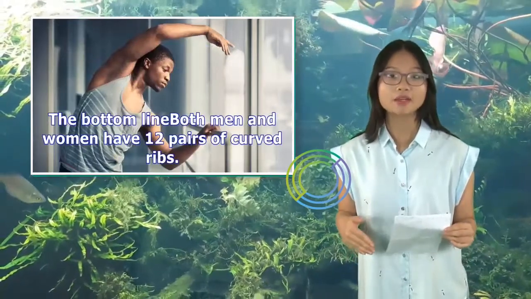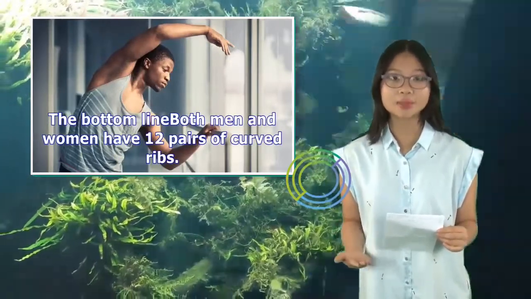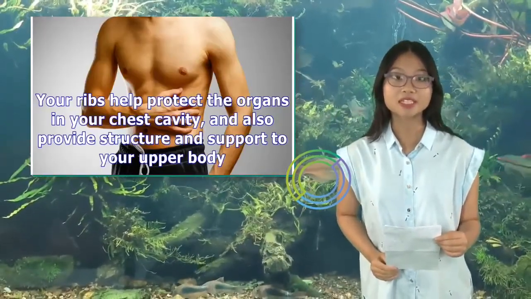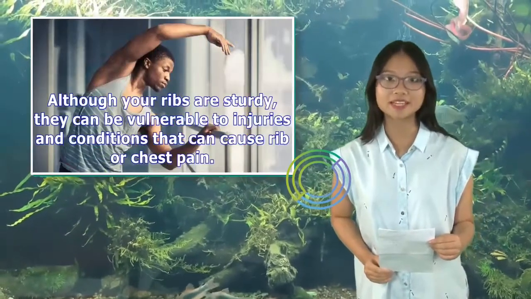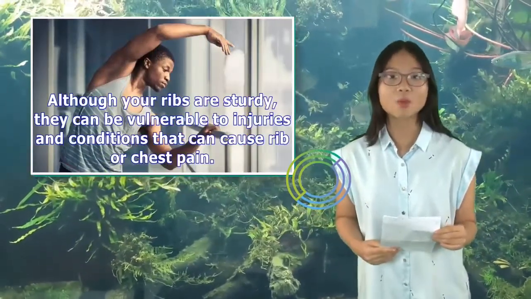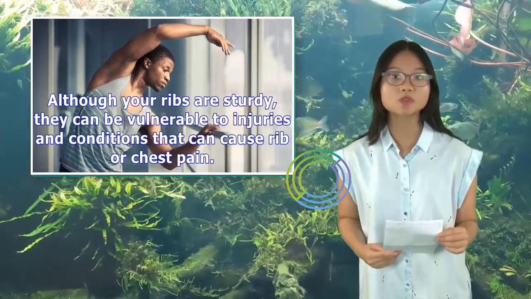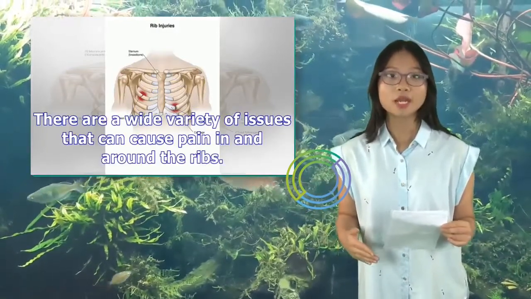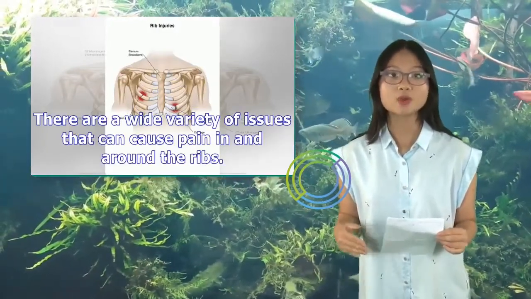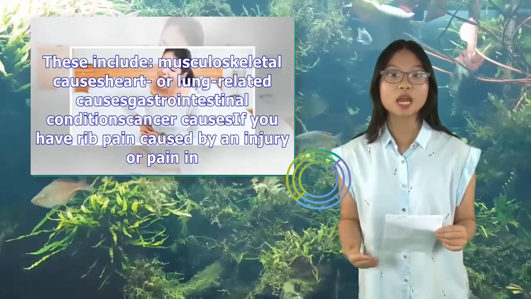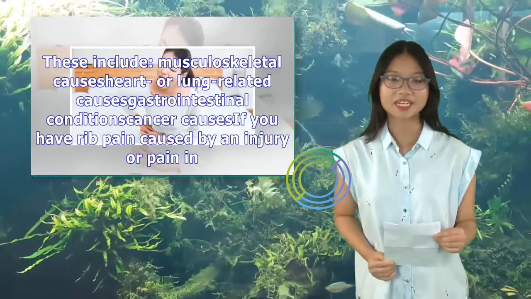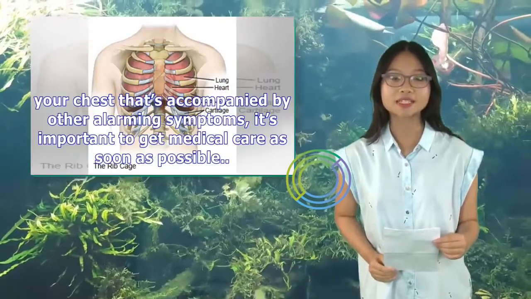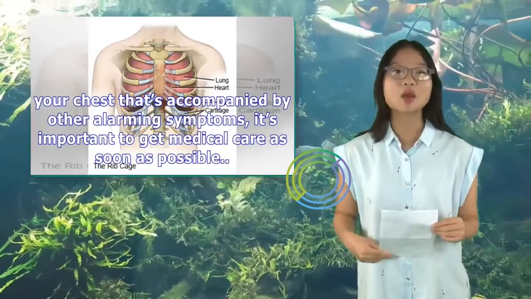The bottom line: both men and women have 12 pairs of curved ribs. Your ribs help protect the organs in your chest cavity, and also provide structure and support to your upper body. Although your ribs are sturdy, they can be vulnerable to injuries and conditions that can cause rib or chest pain. There are a wide variety of issues that can cause pain in and around the ribs. These include musculoskeletal causes, heart or lung-related causes, gastrointestinal conditions, and cancer causes. If you have rib pain caused by an injury or pain in your chest that's accompanied by other alarming symptoms, it's important to get medical care as soon as possible.